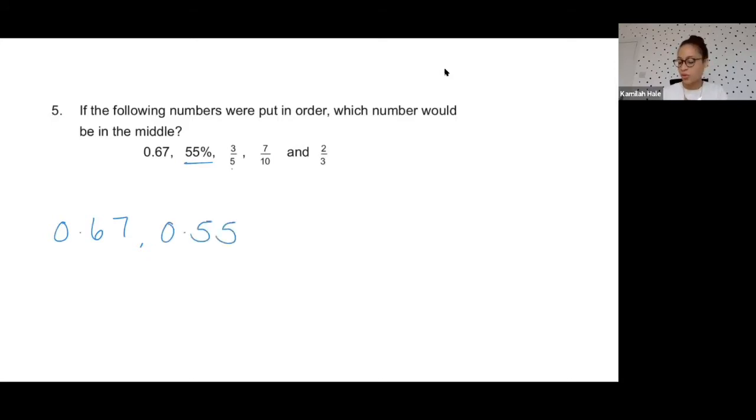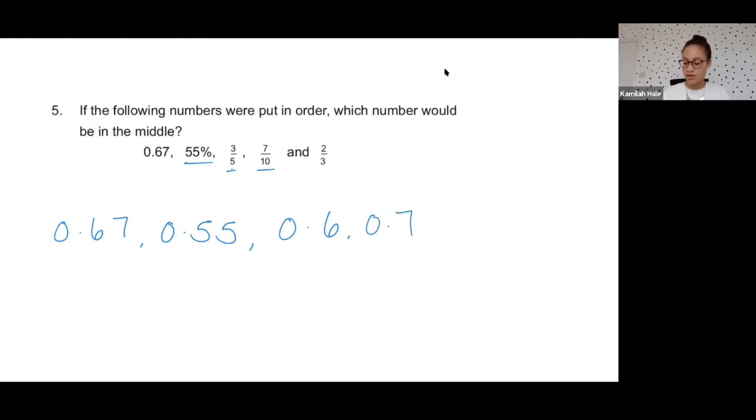3/5 is 0.6 as a decimal. Now, there are ways to convert that into a decimal. I won't go into those now, but if you didn't know what 3/5 was as a decimal, that would be a good one to learn. I'd say learn what the quarters are as decimals, so 1/4, 1/2, and 3/4, what the fifths are, and what tenths are as decimals, because it's useful just to know those. It will help you to speed up in exams. Okay, so 0.6, 7/10, 1/10 is 0.1, so 7/10 would be 0.7, and then finally 2/3.